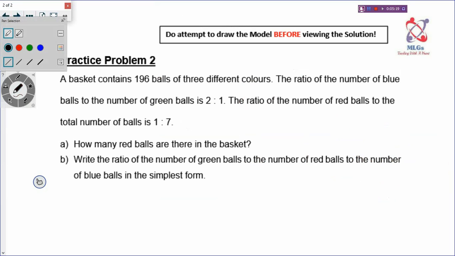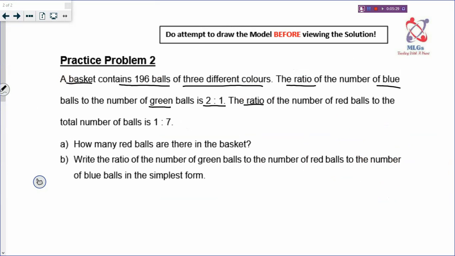Okay, so let's read the question. A basket contains 196 balls of 3 different colors. The ratio of the blue to the green is 2:1, and the ratio of the red to the total balls is 1:7. So how many red balls are there in the basket? And what is the ratio of the green to the red to the blue in the simplest form?